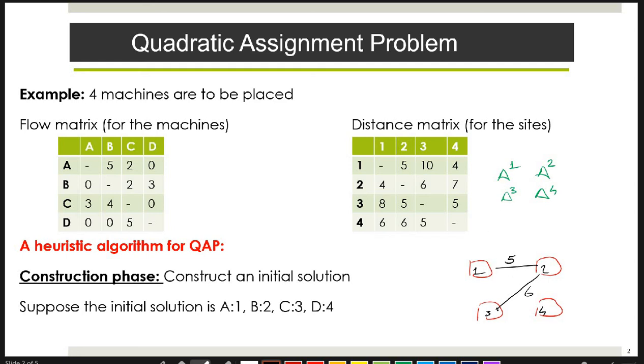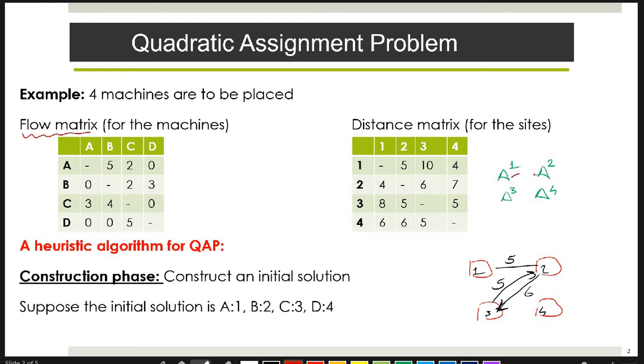The distance from 2 to 3, which I can represent with a directed arrow, is 6, whereas 3 to 2 is 5 according to this distance matrix. So I know all the distances between the candidate sites. But I also know something else: the interaction between the facilities. When I say interaction, I am referring to the number of visits, the number of trips, that I need to make between these 2 machines. I name it the flow between the machines.